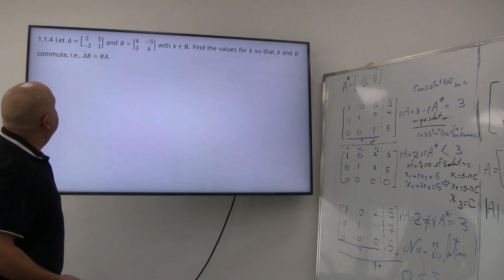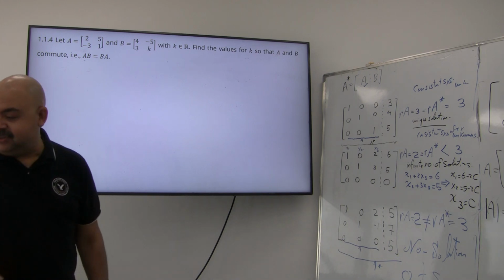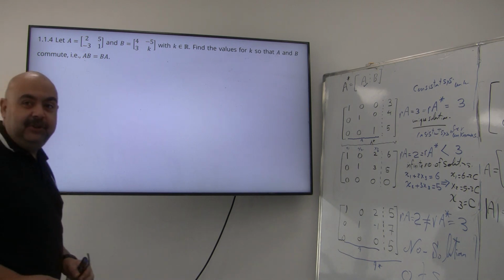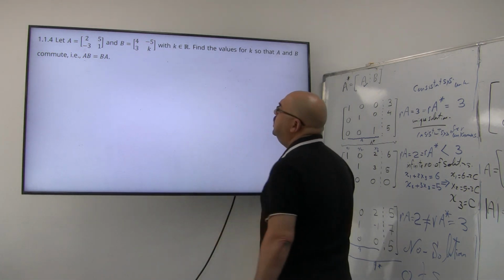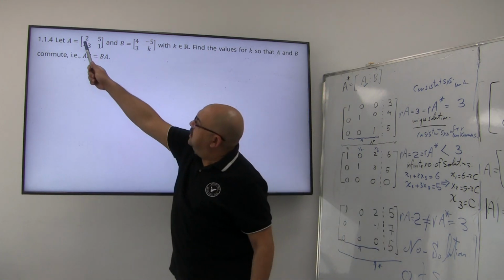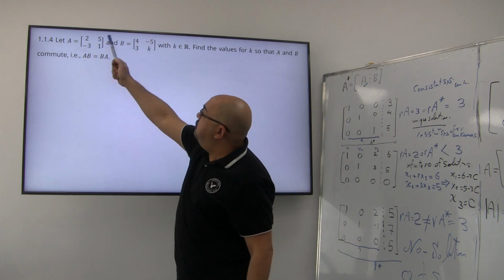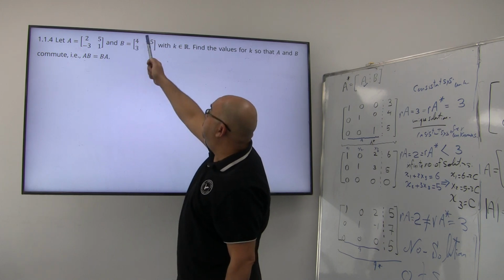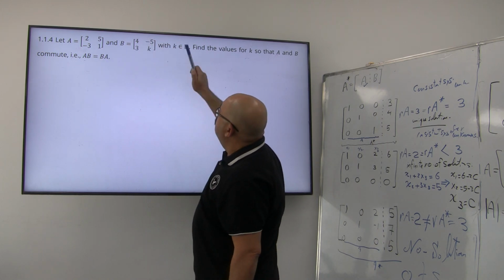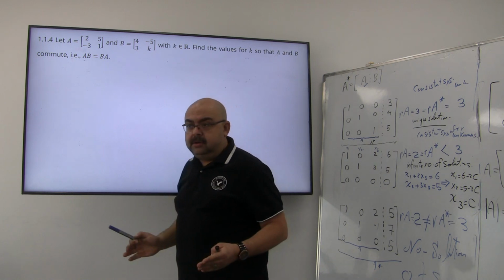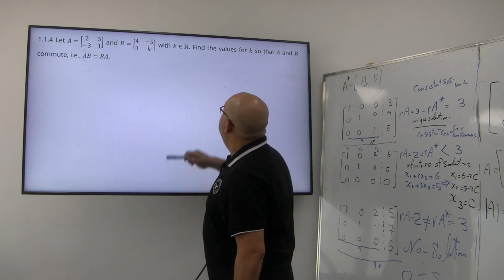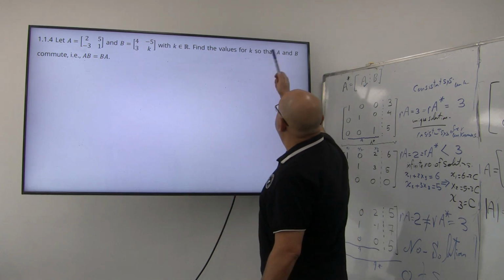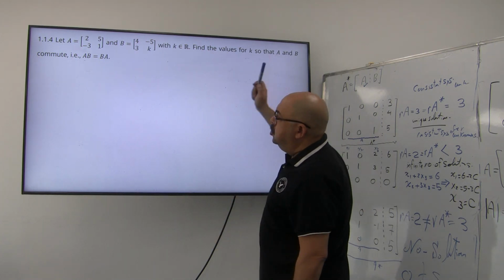Okay, here are some problems which look very nice to go through. Let's see the first one. Everyone, I need you to think. He is saying let A be [2, 5; -3, 1] and let B be [4, -5; 3, k], with k belonging to R. Find the value of k so that A and B commute.